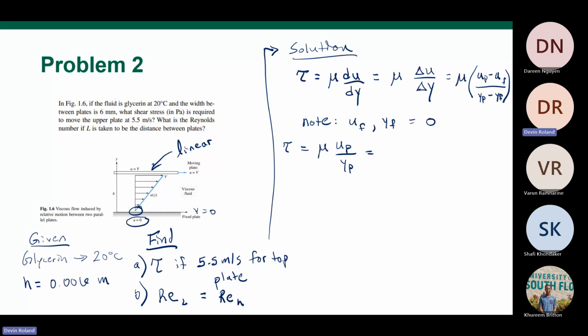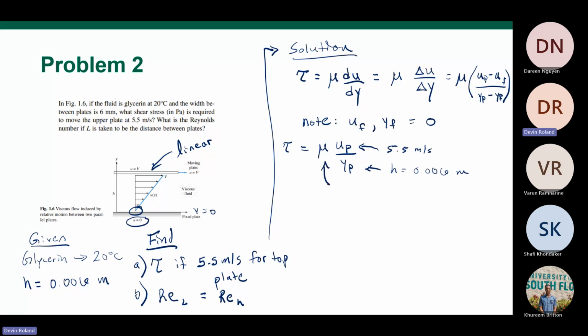So then we might say, okay, well, we know UP. UP is the condition it gave for the movement of the plate. That's going to be 5.5 meters per second. And then YP is H. This is that 0.006 meters or 6 millimeters that it gave.